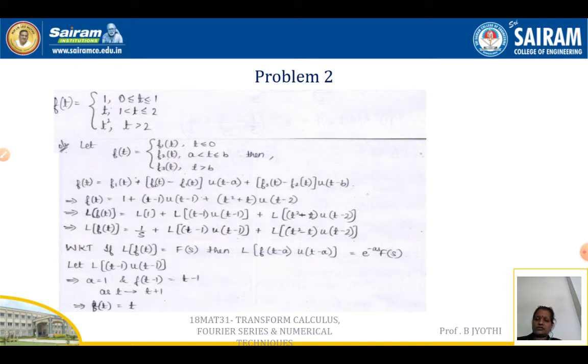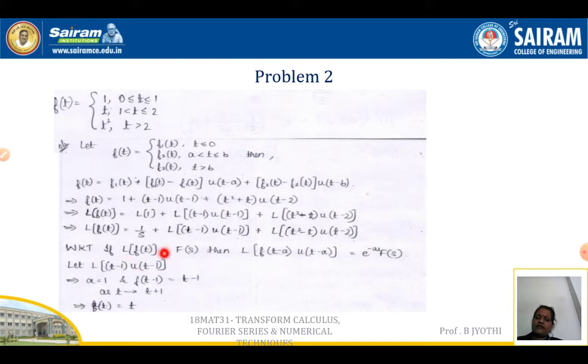Sorry, it's minus t square minus t into u of t minus 2. So L, if you are applying, it will be L of 1 into L of t minus 1 u of t minus 1 plus t square minus t into u of t minus 2. We know that L of 1 is 1 by s, so let us write that. Now we need to determine the second part as well as the third part.